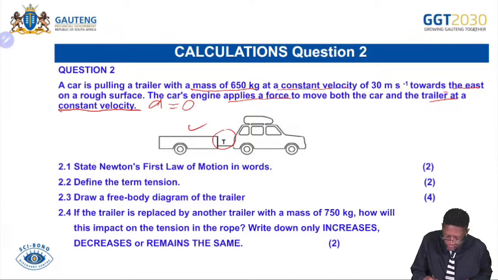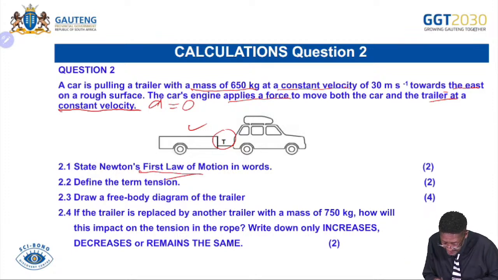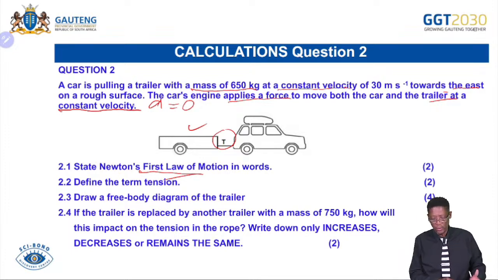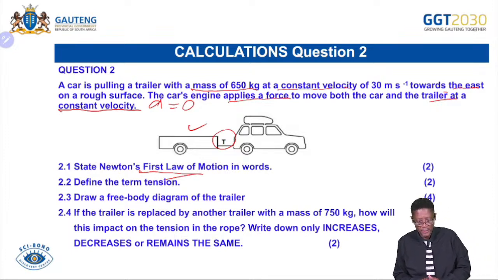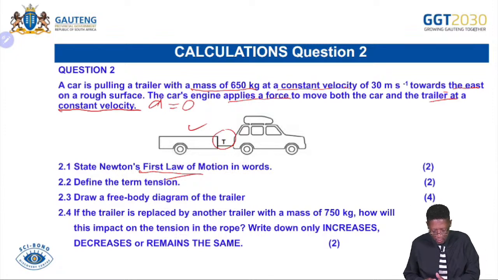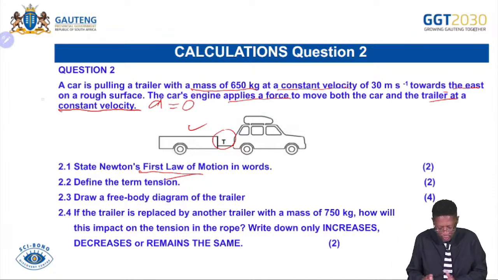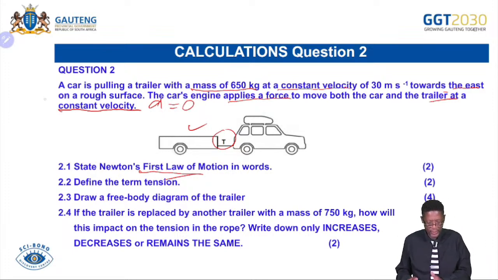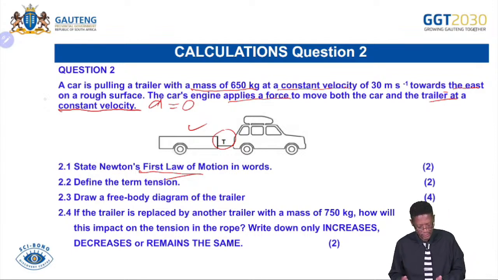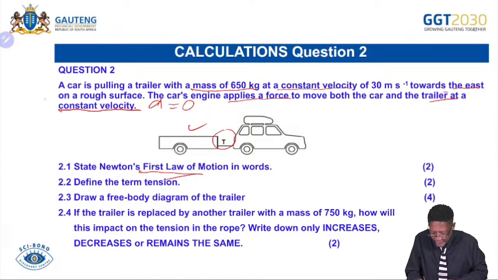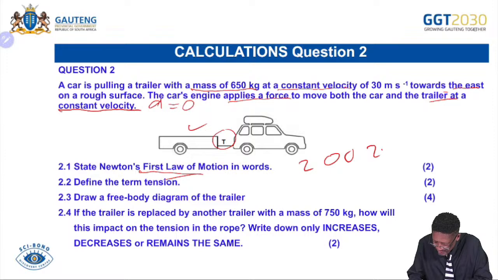Now, they say to you, state Newton's first law. Here they say first law because of that constant. Remember, Newton's first law, if you state it, says an object remains at rest or moves with a constant velocity unless it is acted upon by an unbalanced force, a resultant force, right? That is 2 marks. Learners, this is 2 marks or nada. 2 marks or 0.